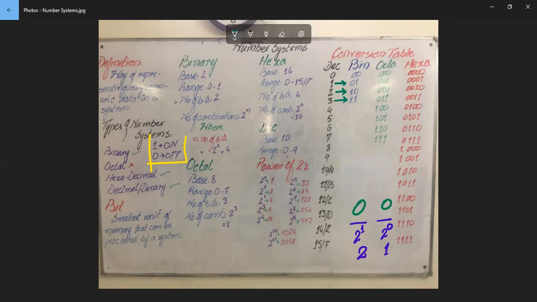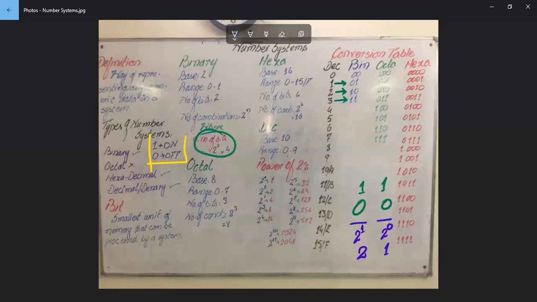And the maximum number that we can create over here is 3, by opening up both the bits. That means on 2 bits, we can make a maximum of 4 combinations. That was the reason over here it was written 2 power 2 equals 4.